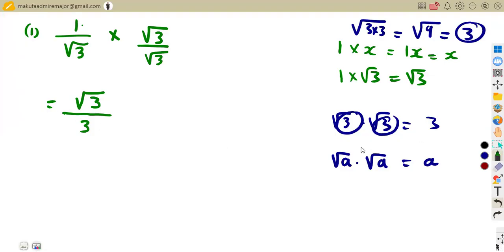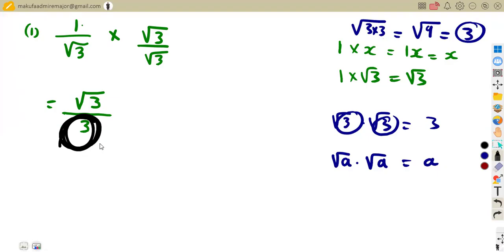So we are now having a 3. Either from this way, that is multiplying the numbers that are the same under the square root, you get that number, the one under the square root, or you can combine 3 times 3, you get a 9. The square root of 9 is what? Is a 3. So we have rationalized the denominator.